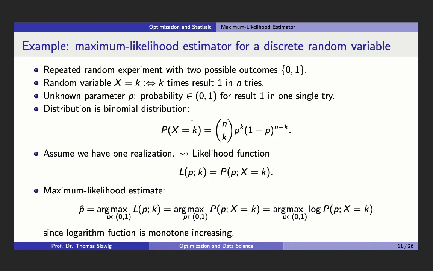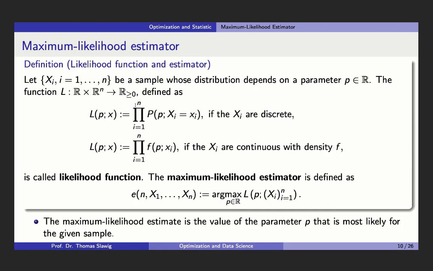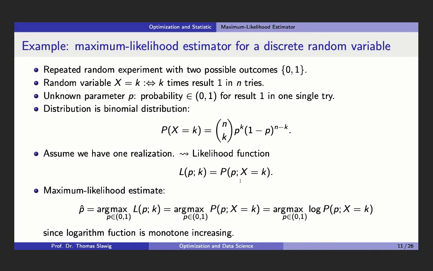And assume we have one realization, so we have n tries, and we have seen a given number k. Then the likelihood function, because we just have one random variable, our random sample consists of just one experiment, so the product is taken over just one probability, the probability with the parameter p that x is equal to k.